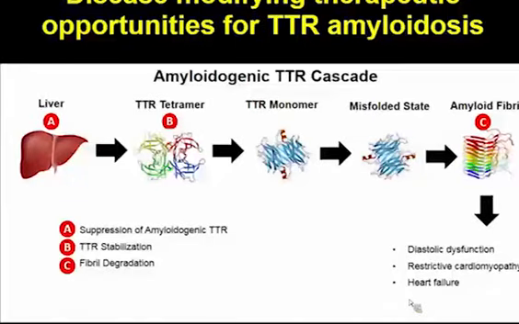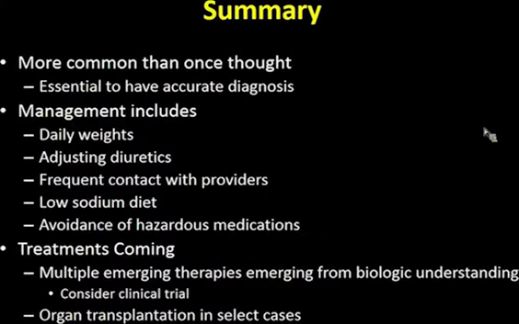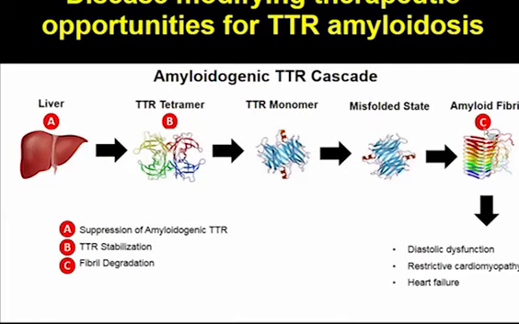And then the final is these amyloid fibril degradation ideas, in which, again, there are monoclonal antibodies being developed in which you could activate your immune system and potentially help extract the amyloid out of the heart, reversing many of the consequences that occur when amyloid deposits in the myocardium.